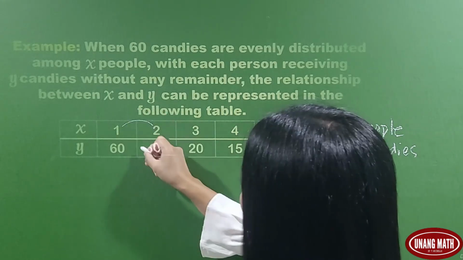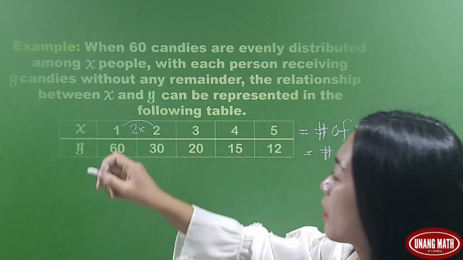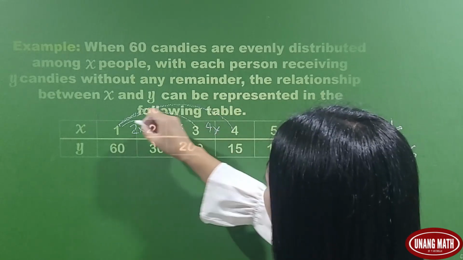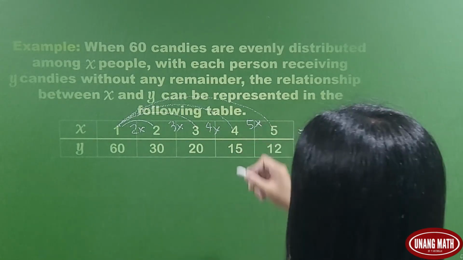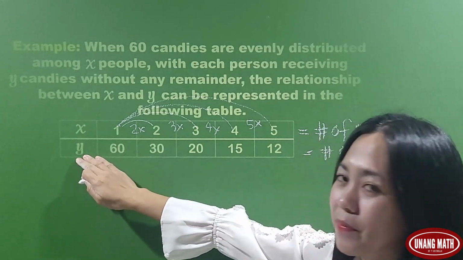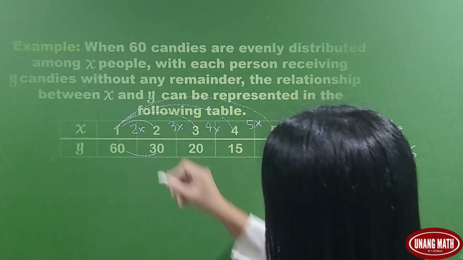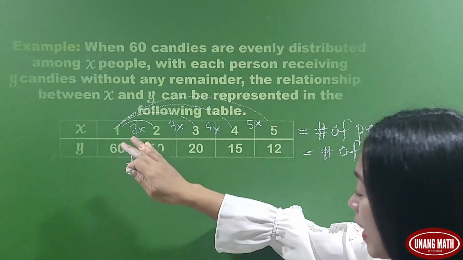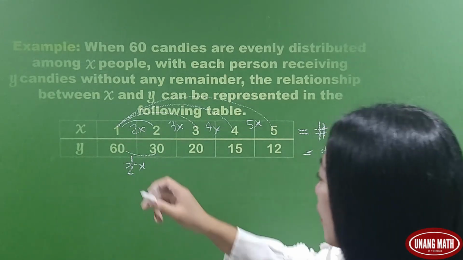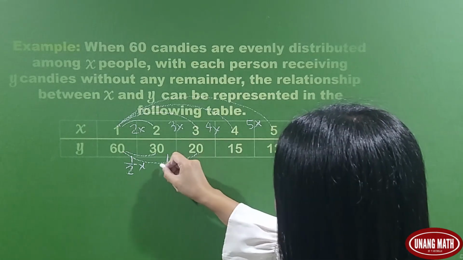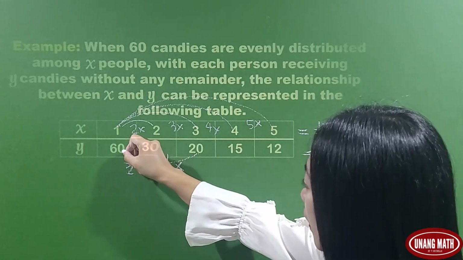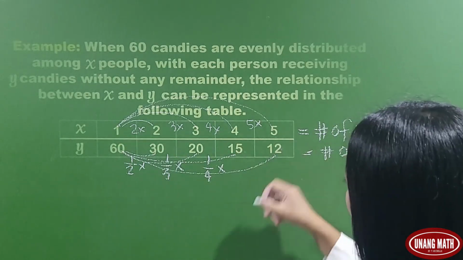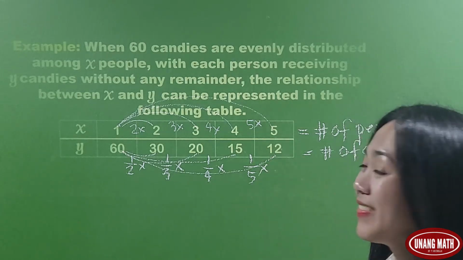From 1 to 2, this is 2 times. From 1 to 3, this is 3 times. From 1 to 4, this is 4 times. And from 1 to 5, this is 5 times. What about our Y quantity? From 60 to 30, that is 1/2 times, because half of 60 is 30. What about from 60 to 20? That is 1 over 3 times. From 60 to 15, that's 1 over 4 times. And from 60 to 12, that is 1 over 5 times.